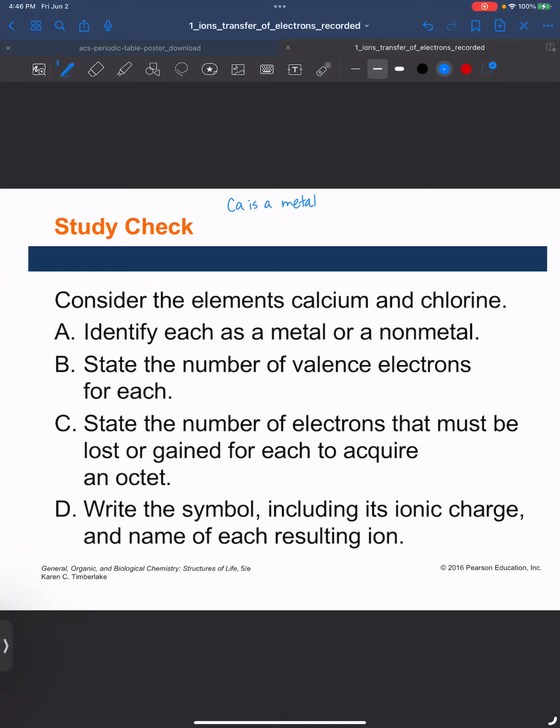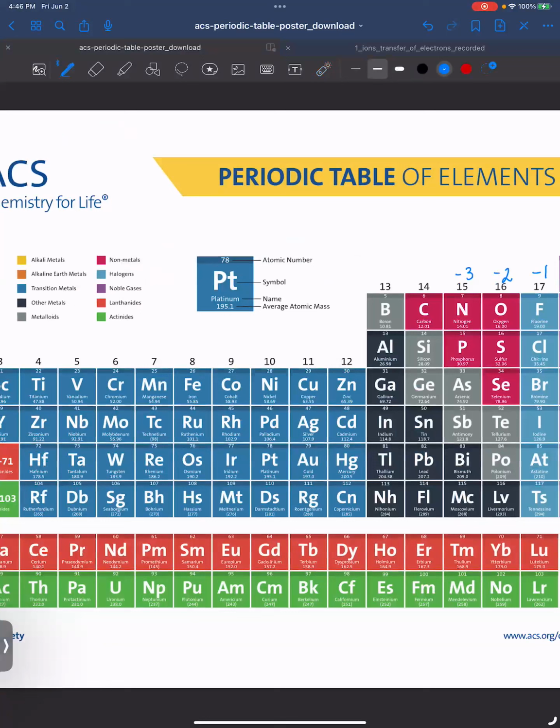And chlorine's on the opposite side, to the right of that gray ladder. So chlorine is a non-metal. You can see that here. Chlorine is a non-metal because it's to the right of the gray ladder. It's labeled as a halogen, but halogens are non-metals.